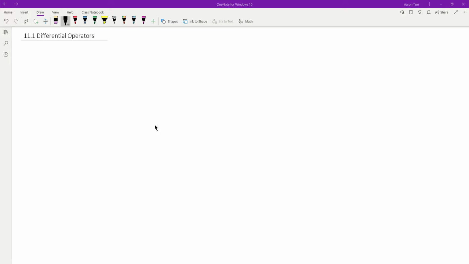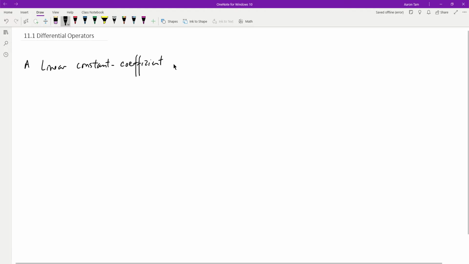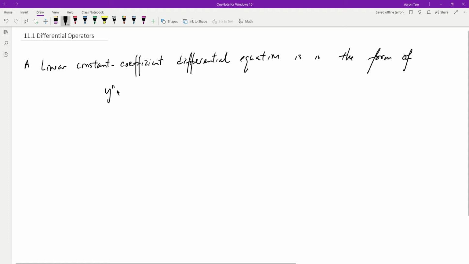So we'll consider the following differential equation first, which we call a linear constant coefficient differential equation. A linear constant coefficient differential equation is in the form of y double prime plus by prime plus cy equal to some function f of x.